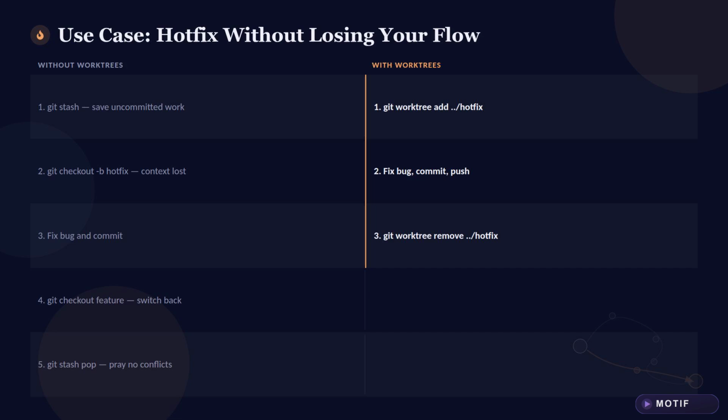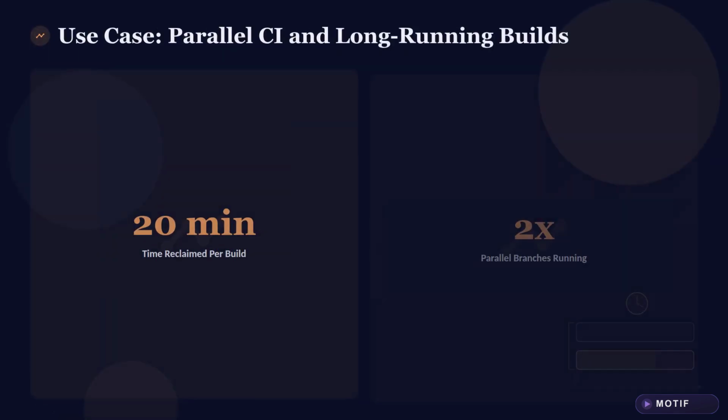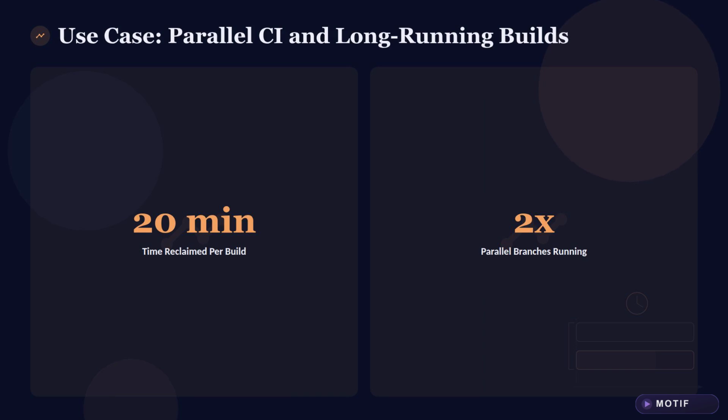Your world never notices. Here's a use case that pays off immediately in large projects, long-running builds, and test suites. Instead of watching a progress bar while your primary work sits frozen, you spin up a worktree for the test run, kick off the suite, and walk right back to your feature. 20 minutes of tests become 20 minutes of additional feature work. Multiply that across a week, and you've reclaimed hours.